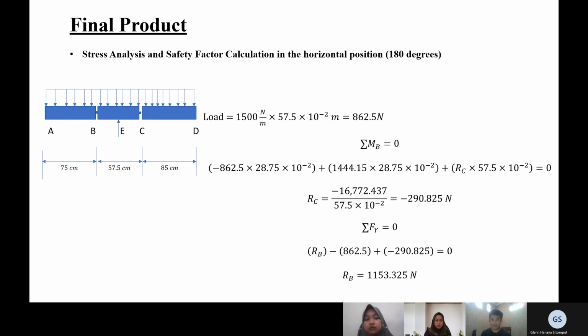Okay, for this one, this is the analysis when the chair is extended as the sleep mode. We have the load, and then we also have the support from the downside because we have hydraulic, and from here we have the calculation of RC and RB. We have RC is negative 290.825 Newton, and RB we have 1153.325 Newton.